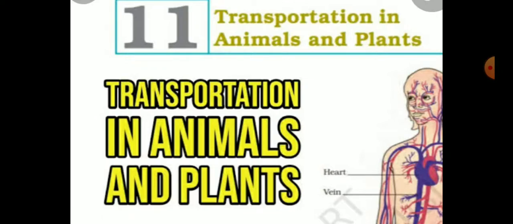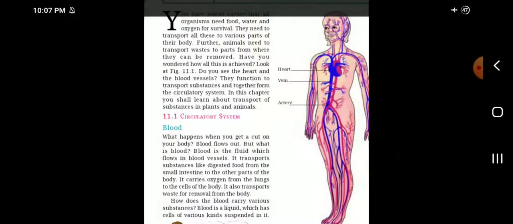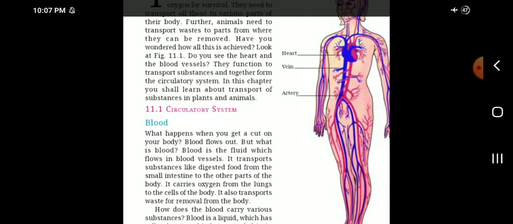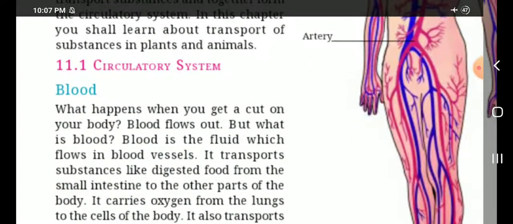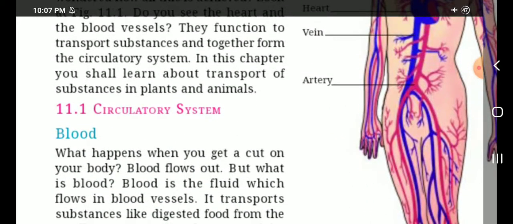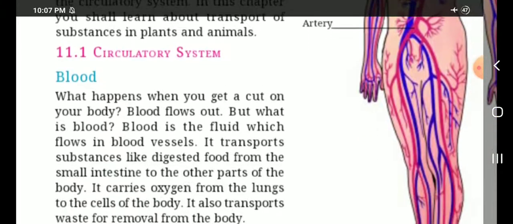Now we are going to discuss Chapter 11, transport in animals and plants. Listen: the function to transport substances together is the circulatory system. What is the circulatory system? The circulatory system means the transport system. In this chapter we shall learn about the transport of substances in plants and animals.